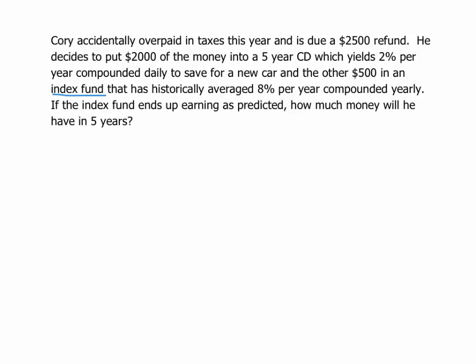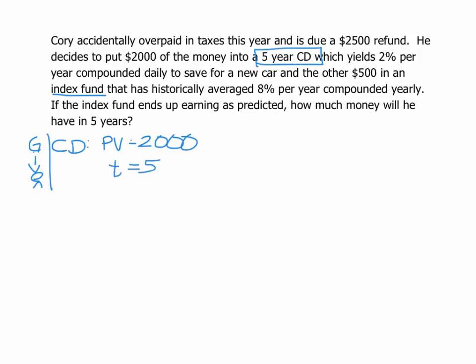Let's look at what information we're given for the CD. For the CD, we know we're investing $2,000, so my present value is $2,000. So I'm writing down all my given information. And it's a 5-year CD, so that tells me my time is going to be 5 years. My interest rate is 2% per year compounded daily. So my R is 0.02. That's how we write 2% as a decimal.